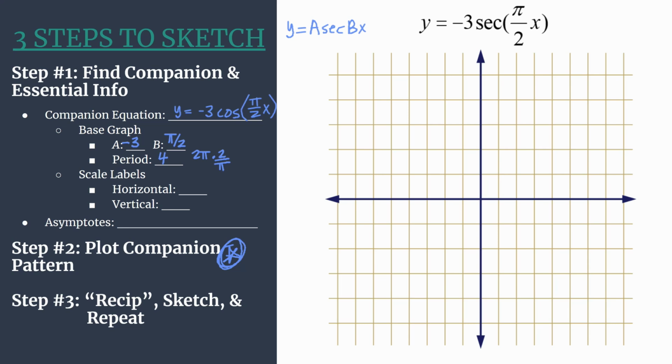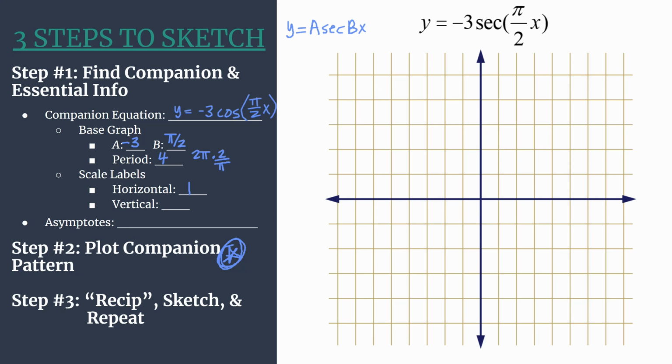So now that we have that basic information organized, let's choose how to label our axes. We're very intentional about our horizontal scale label, our design here. Take the period and divide by 4. So 4 divided by 4 will be 1. And we do this so that when we plot the companion pattern in step 2, each of our key pattern points will align with these horizontal tick marks. And that just makes for much easier graphing and a nice neat graph as well.